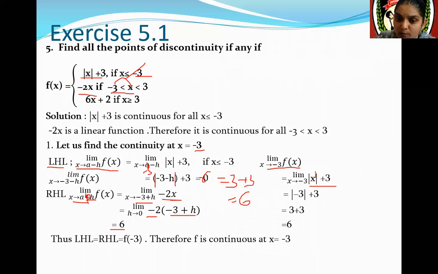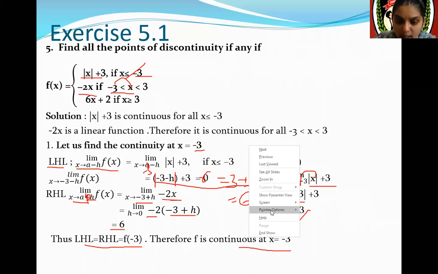Directly substitute in place of x this value, minus 3. Modulus of minus 3 plus 3. Modulus of a negative number gives a positive, so 3 plus 3 is 6. There was a slight mistake while printing, it is done by me only. Modulus of minus 3 will be 3 only, so hence it is 3 plus 3, which is 6. So left hand limit is equal to right hand limit is equal to the value of f at minus 3, which means it is continuous at x equal to minus 3.